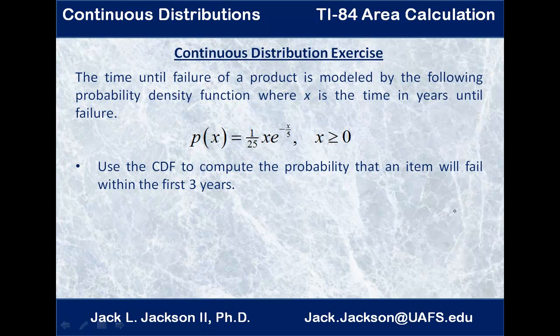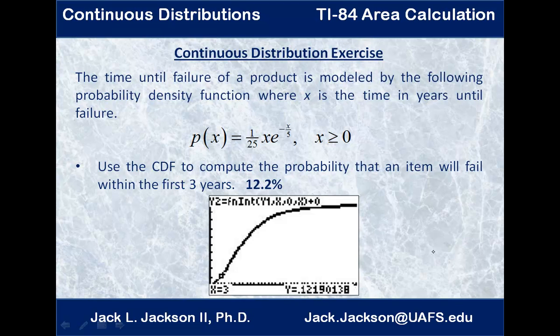Now, can we use the CDF to compute the probability the item will fail within the first 3 years? You can also do it from the PDF, but let's do it from the CDF this time. Go ahead and do that on your own now. Press pause. Well, we're back, and all this is just the output of the CDF. So we just type in trace, type in 3, and enter. Or we could have looked at our table and seen 3 in the table, and either way we would get a y value of 0.12190138, or about 12.2%. So the probability the item will fail within the first 3 years is about 12.2%.